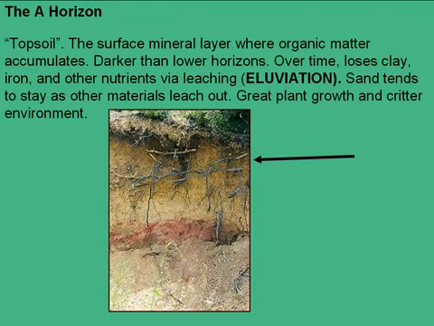Right below the O horizon, you have the A horizon, which is what most people refer to as topsoil, and that's that mineral layer where the organic matter has accumulated over time. It does tend to be darker than the lower horizons, and over time, through rain and through leaching, the sand tends to stay in this area as the other materials leach out, and this is where a lot of the nutrients are stored in the soil, and you end up with a lot of plant growth and soil microbes and other soil biota in this particular area.